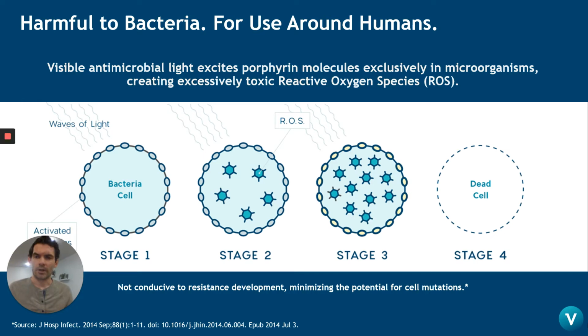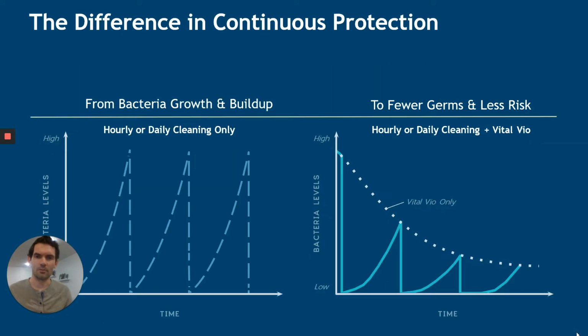Looking a bit closer at how our technology works and how the wavelengths impact microbes. The wavelength of light penetrates the bacteria cell in stage 1. That bacteria cell contains porphyrin molecules, and that wavelength penetrates the porphyrin molecule and creates a reactive oxygen species buildup inside of the bacteria cell. That ROS buildup is actually toxic to the bacteria cell, and it builds up so much that it eventually kills the cell from within.